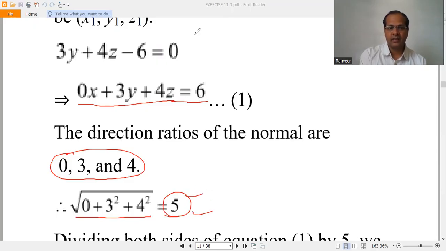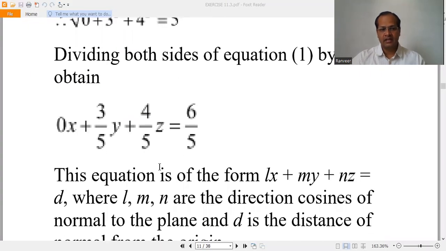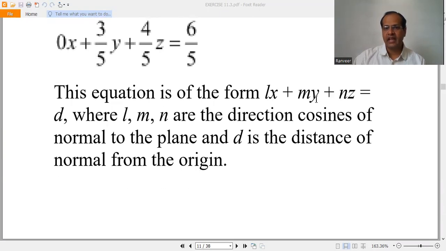Just divide this 5 into the plane and we are getting 0x plus 3y by 5 plus 4z by 5 equal to 6 by 5. So this is the lx plus my plus nz equal to d. l, m, n are the direction cosines of the normal to the plane and d is the distance of the normal from the origin.